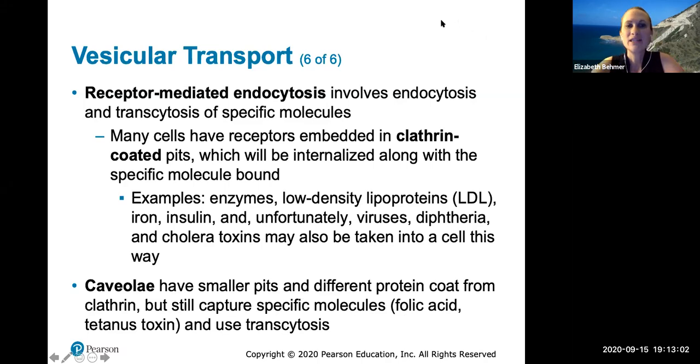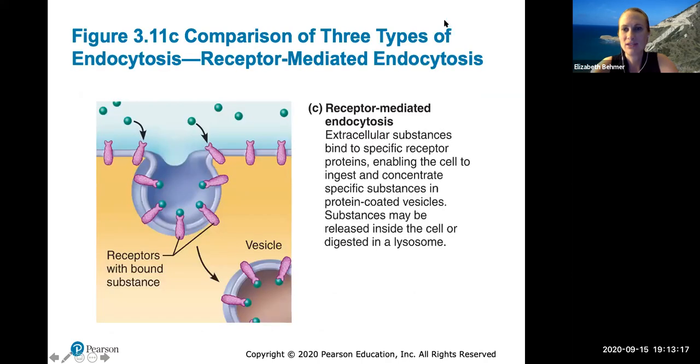All right, vesicular transport, receptor-mediated endocytosis. This just talks about how there's receptors lining the pits that take in the substances, and they are able to be very selective in what they take in. So this is receptor-mediated endocytosis.